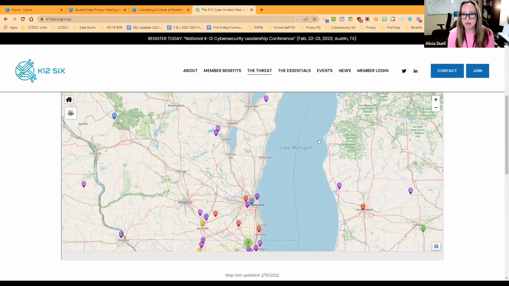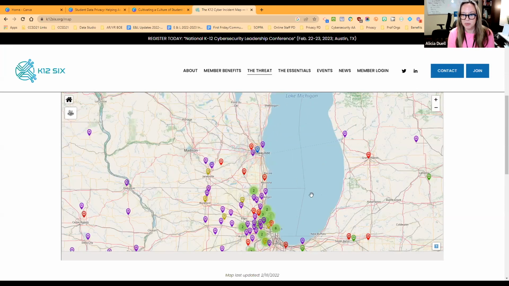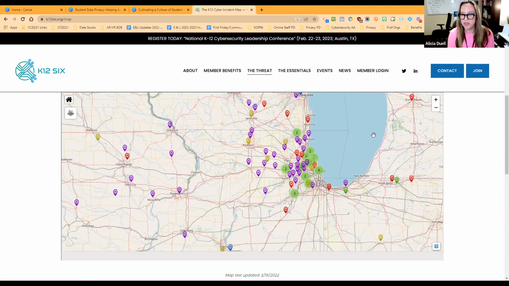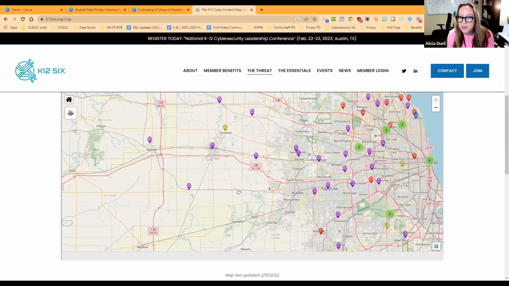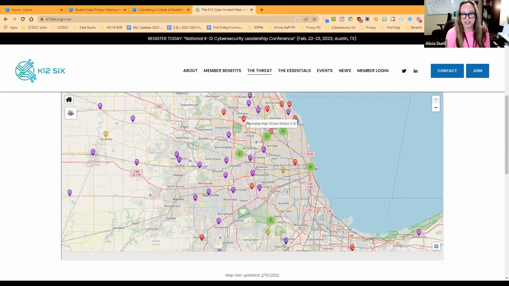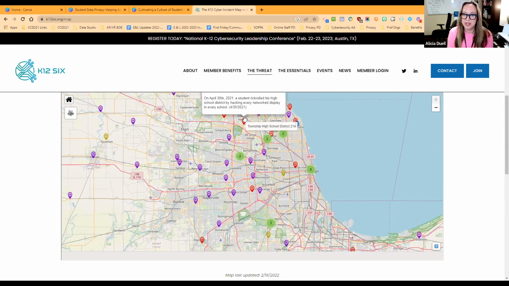So it's a fascinating map to look at because it gives you examples and details of different things that happened. And of course, I had to look to see what happened near me. So I'm right by Arlington Heights, and this is our high school district, 214. It's not funny, but it kind of made me laugh a little bit.